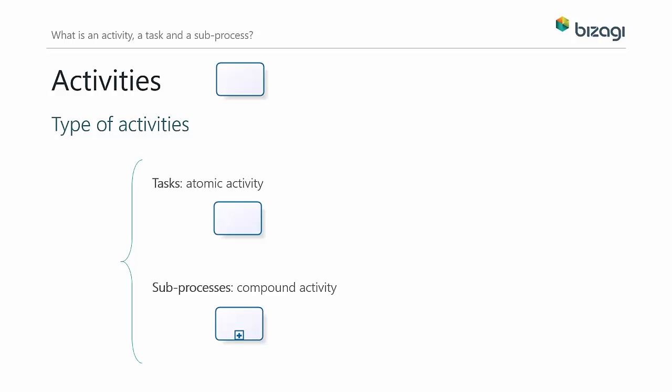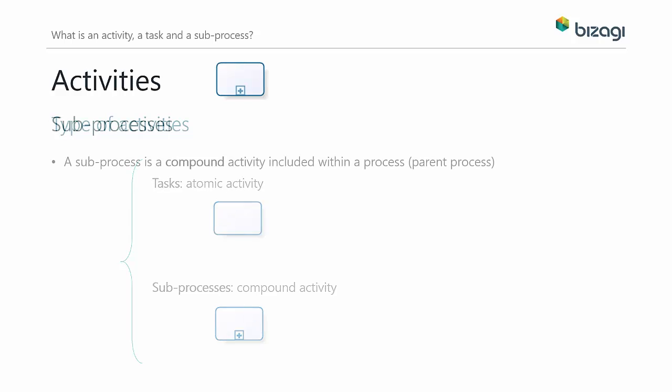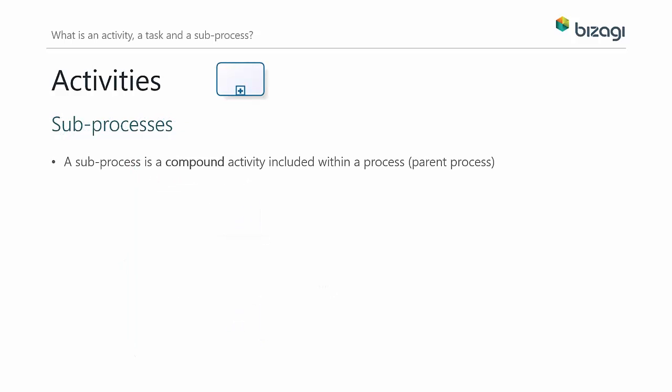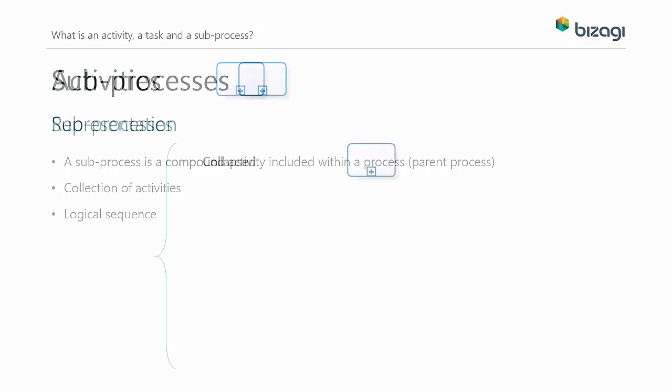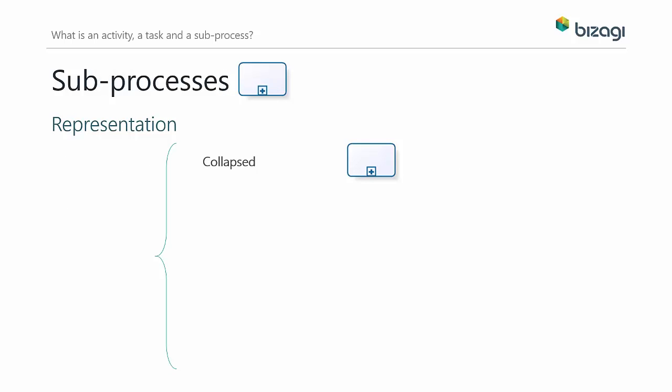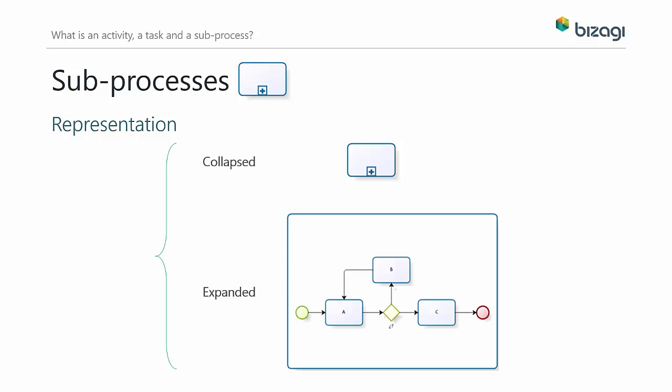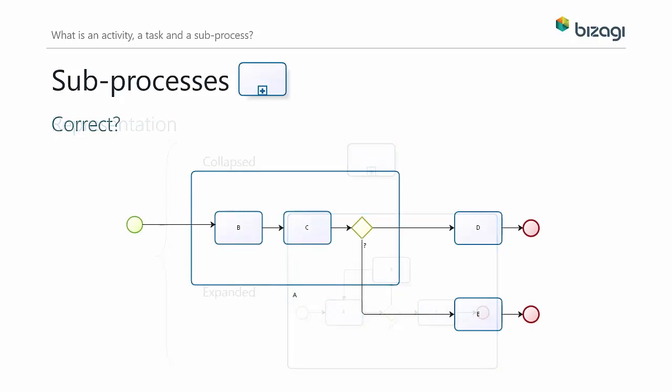A sub-process is a compound activity included within a process. It is complex, given that the figure includes at the same time a collection of activities and a logical sequence that indicates that the activity can be analyzed at a more detailed level. A sub-process can be represented either collapsed or expanded. When it is collapsed, the sub-process detail is not displayed, while when it is expanded, the sub-process detail is displayed.